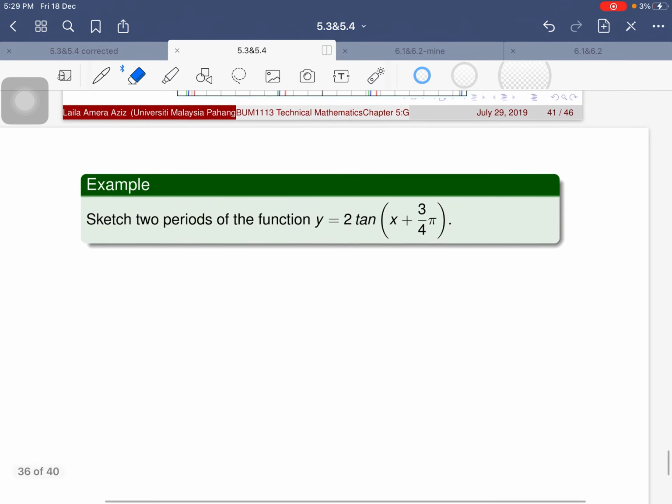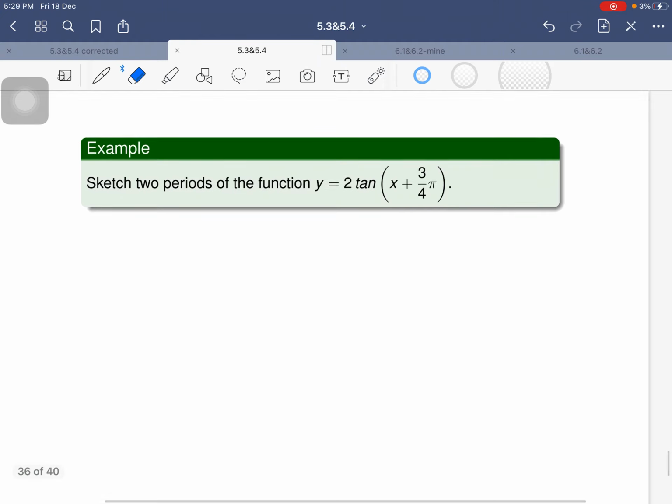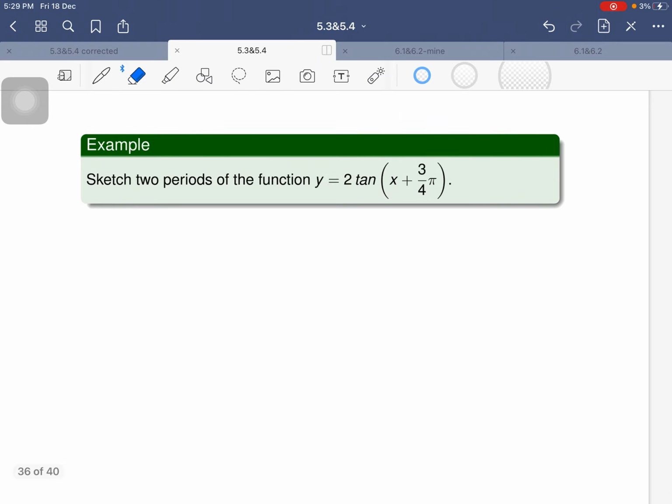Now I'm going to show you this. I'm going to sketch two periods of the function y equals tangent of x plus 3/4 pi.